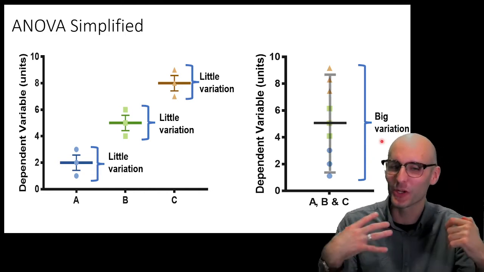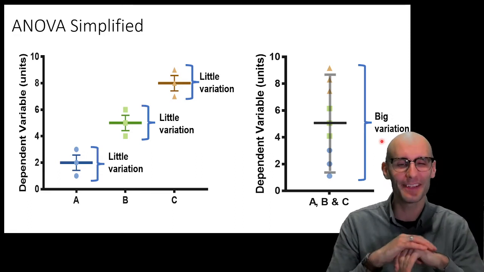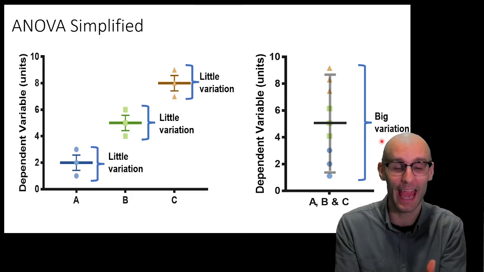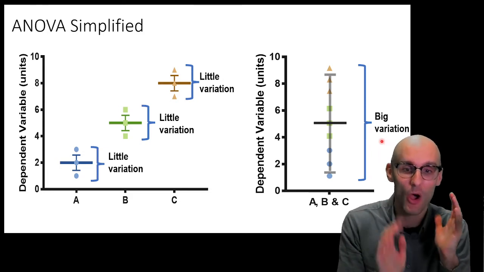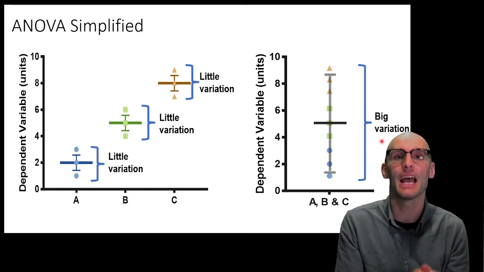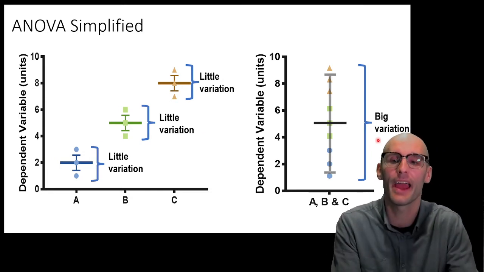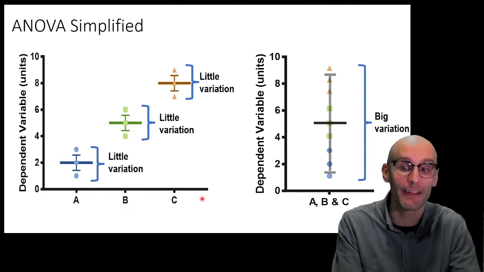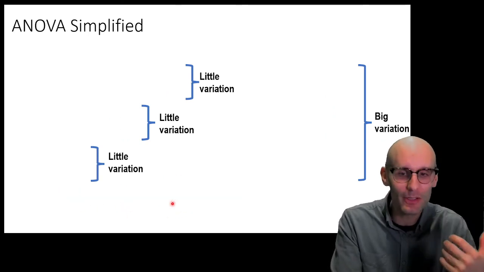And I'm using this term variation a lot, which gives you a little hint about what we're going to do, because an ANOVA is an analysis of variance. So we've got big variation when we combine our data, but when we take into account our explanatory variable over here, which are our treatment groups, our x-axis, we have little variation.